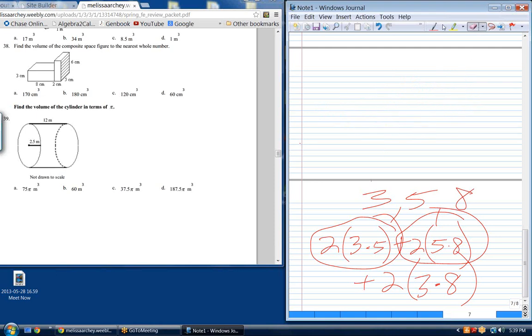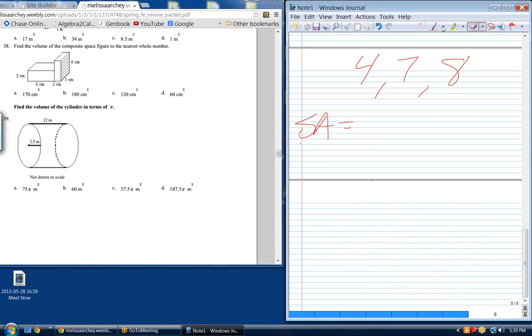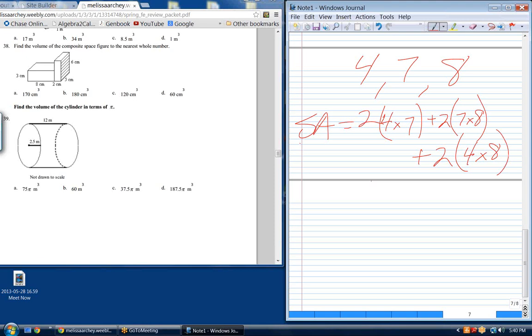Okay, let's test you. Here's my 3 dimensions of a random brick. What is the surface area of that brick? We got 2 times 4 times 7, plus 2 times 7 times 8, plus 2 times 4 times 8. See? 32. So you got it right without drawing a picture or without even having to picture which face you were talking about.